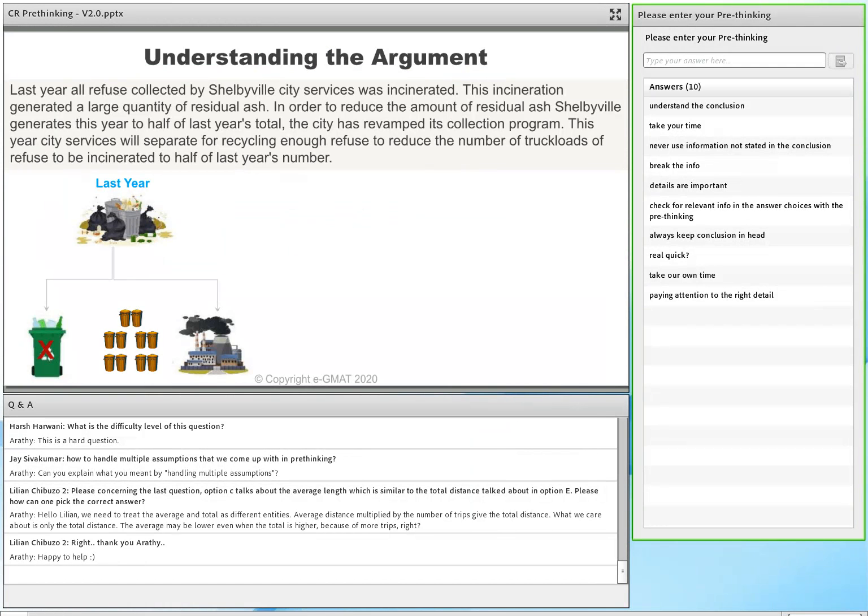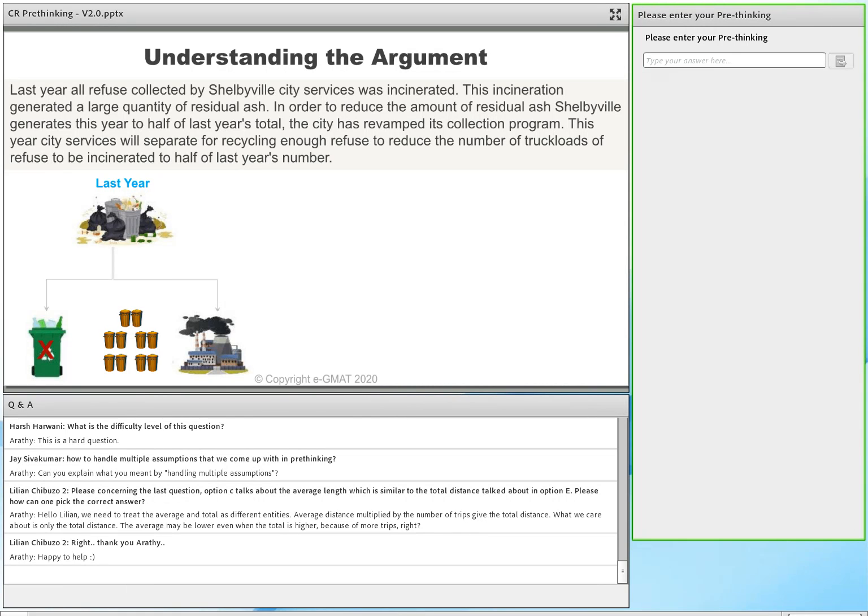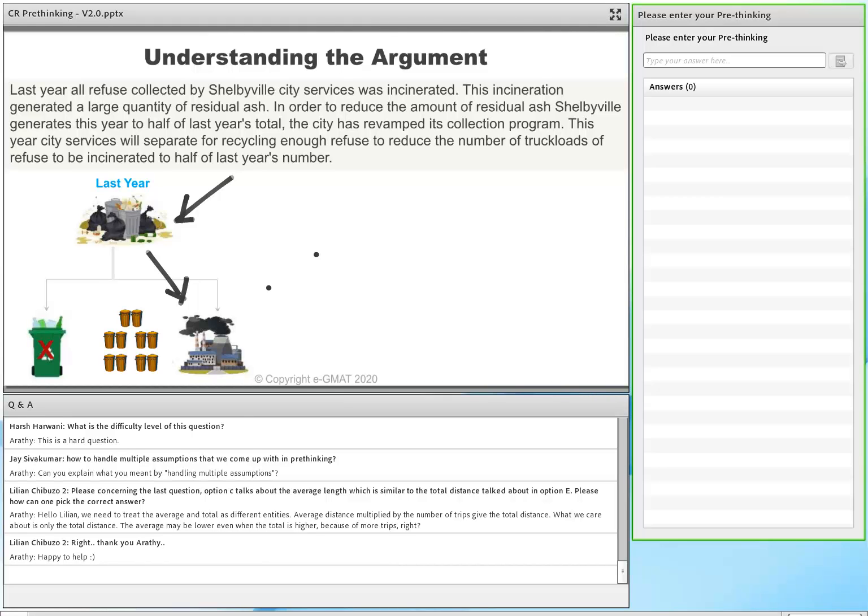So here is what's happening in this question. We're going to take visualization to the next level. So what happened last year? Last year, we collected a bunch of refuse. This is refuse. And this refuse, we did not send to recycling. We burned everything. This is incineration over here. Let's assume each garbage can over here is equivalent to one truck. How many trucks did we burn last year?